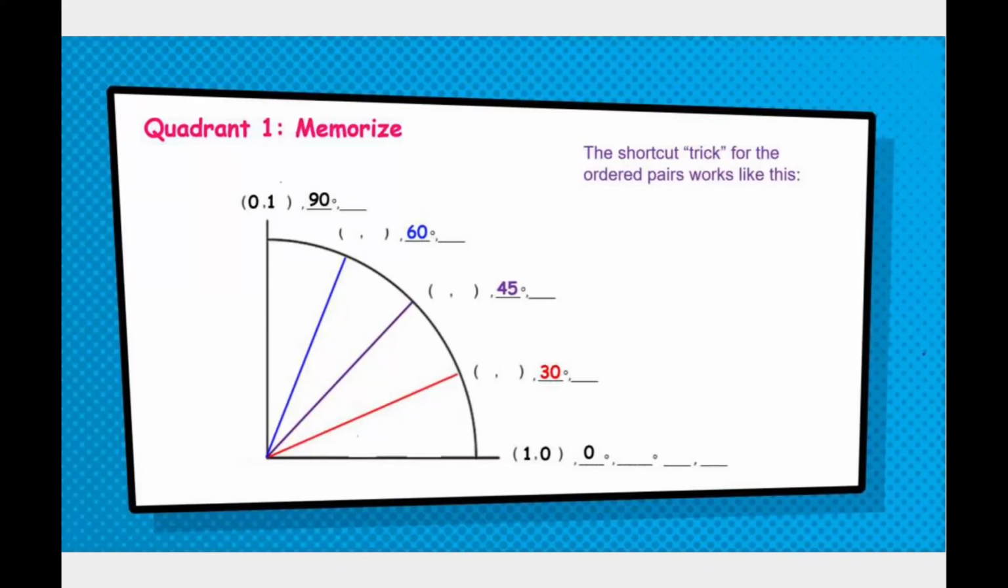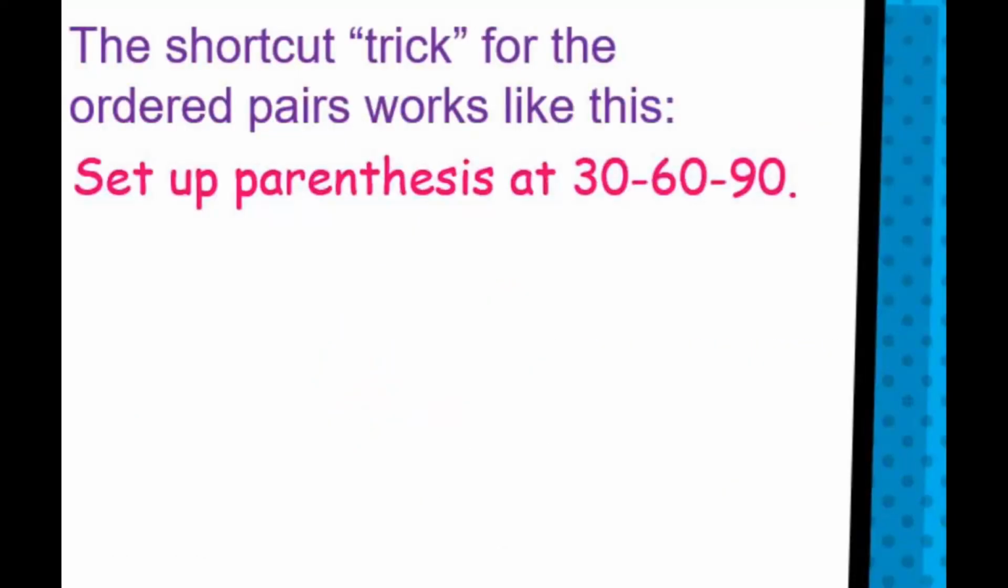Okay, now here's the shortcut. We can go through and figure out what those ordered pairs are, like we just showed, using those special triangle ratios, which you're more than welcome to do. And if you get good and fast at that, great. But there is a trick to figure these out really quickly, and I'm going to show you what that is. So the first thing we do is we set parentheses.